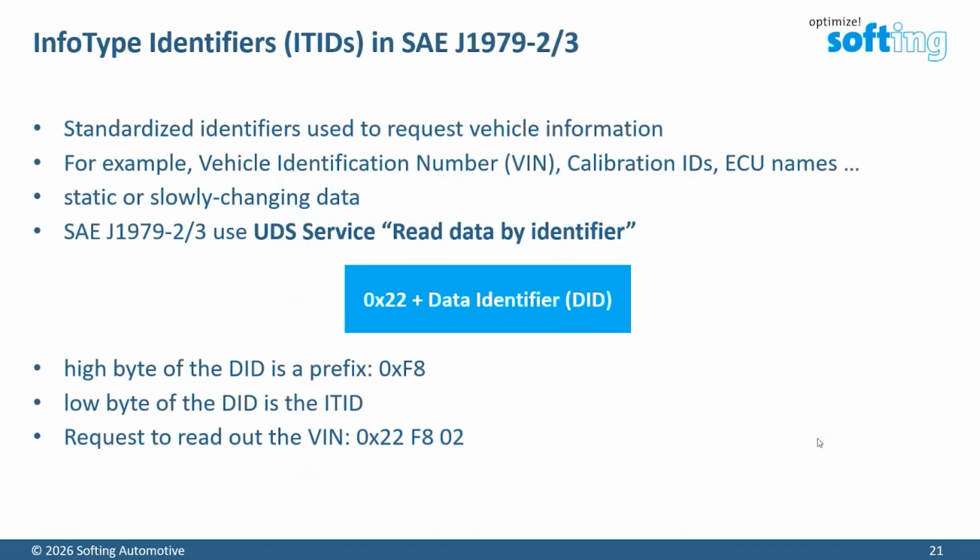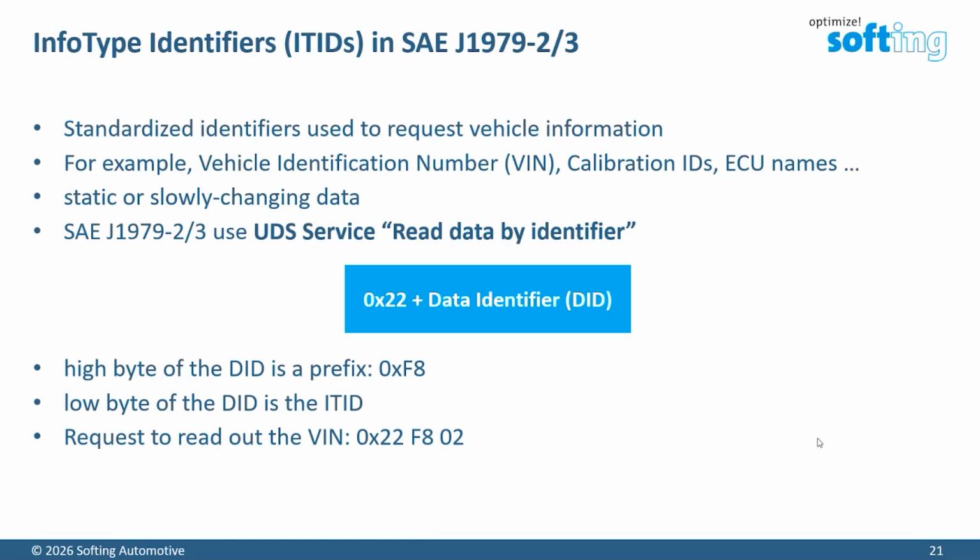We also need more technical terms like infotype identifiers. These are standardized identifiers used to request vehicle information. For example, the vehicle identification number, the VIN, calibration IDs, ECU names, and so on. So it's more static or slowly changing data.